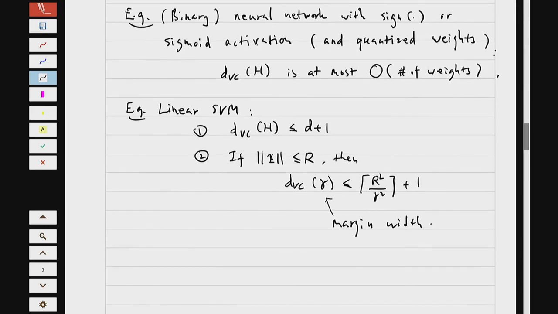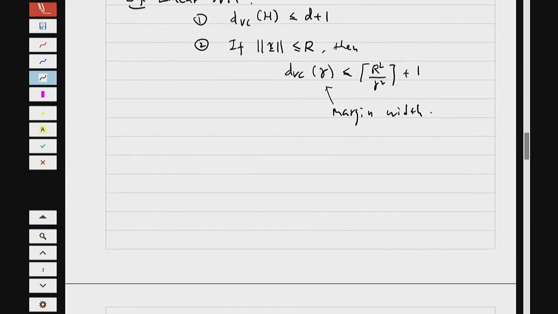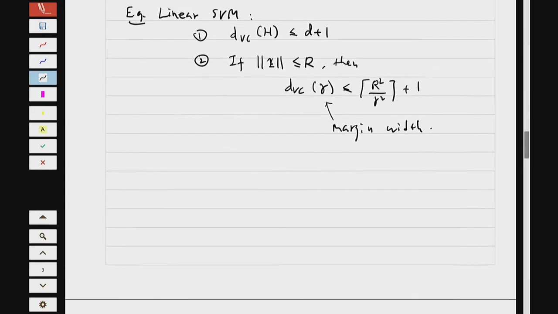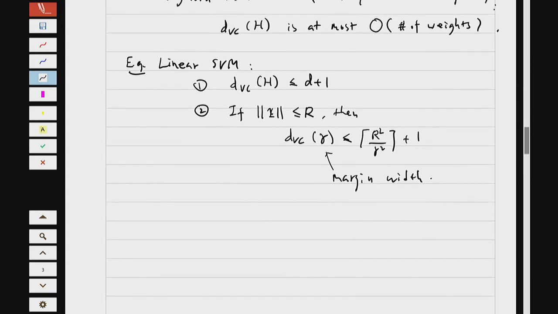So therefore, in general, SVM is less complex than a linear classifier of the same order. All of this is to pretty much conclude the generalization analysis for classification. As I said, you don't have to really remember these formulas, just get a sense of the basic ideas. That's good enough.